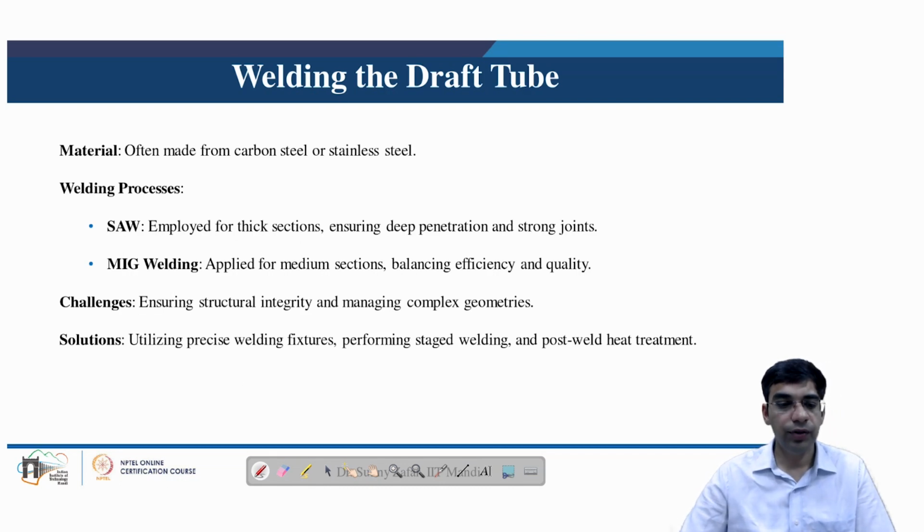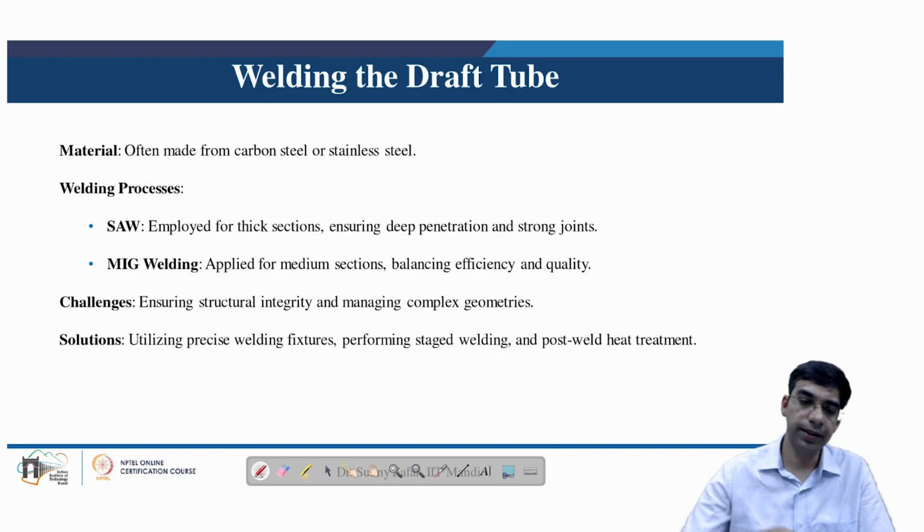The welding of the draft tube, which is often made of carbon steel or stainless steel, is done using submerged arc welding or metal inert gas welding. Using these processes, we also need to ensure structural integrity and manage the complex geometries. Solutions again involve the use of precise welding fixtures, performing staged welding in case of multipass welding, and post-weld heat treatment.